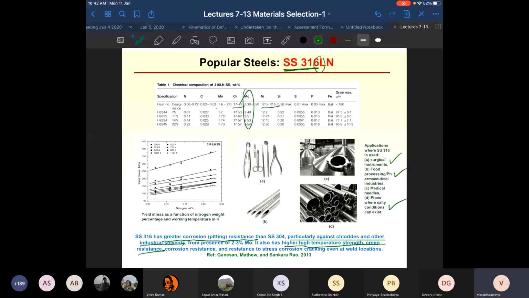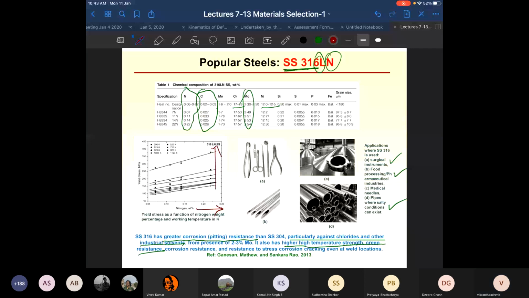So you can see from this graph over here that as the nitrogen increases, what is happening? You have an increase in the yield strength of the material. So this is the reason that nitrogen is being added. If cost is not a concern, then you would go with something like 316LN variety of stainless steel. Okay. All right. So that covers the stainless steel varieties.